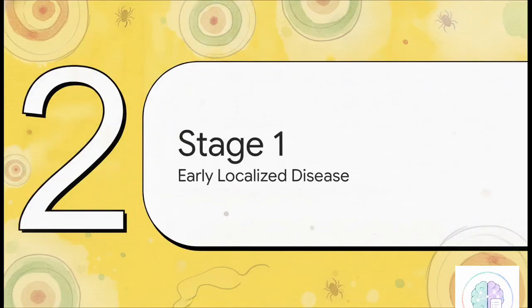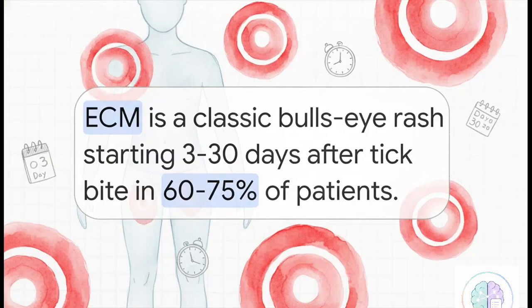Moving on to Section 2, Stage 1, Early Localized Disease. While we break this illness into stages to keep things clear, keep in mind they can sometimes overlap in the real world. In Stage 1, the absolute hallmark physical sign is erythema chronicum migrans, or ECM. You probably know this is the classic bullseye rash. It's an expanding, macular rash, meaning it's a flat, distinct, discolored area featuring bright red borders with a central clearing and a firm, raised center that we call induration.